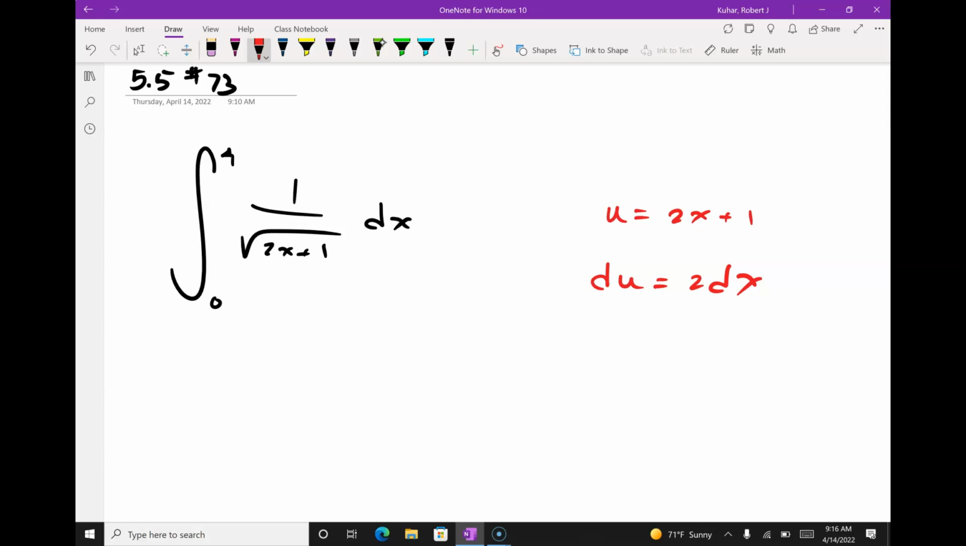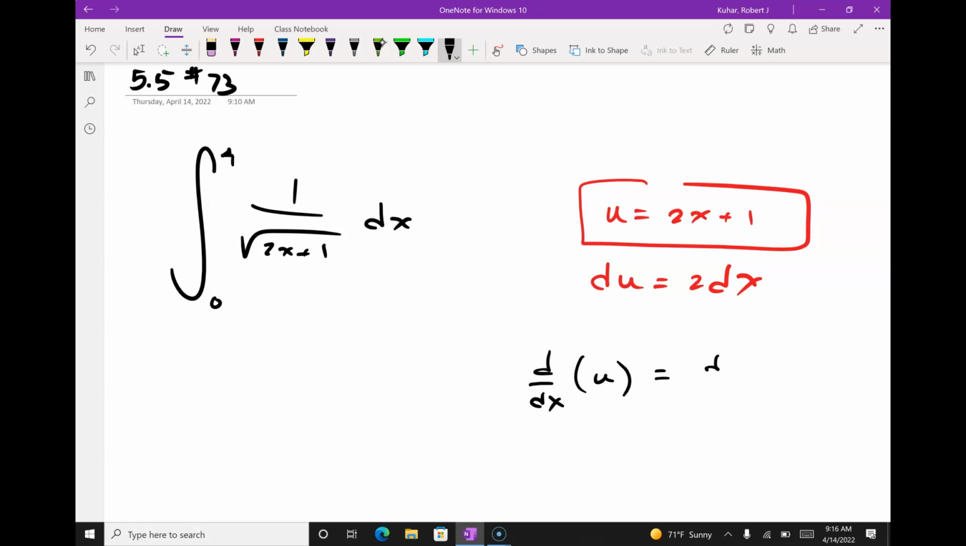Now, I'm going to do this, but don't tell anyone I did it, okay? I'm going to pretend for a second that I'm allowed to do this. I'm going to do d dx of both sides. d dx is my operator that says take the derivative, right? And so on the left, I get du dx, which is the same as u prime, but I'm going to keep it as du dx. And on the other side, I get 2.